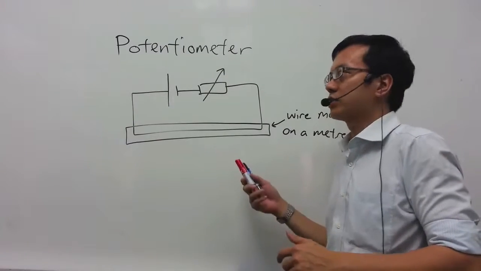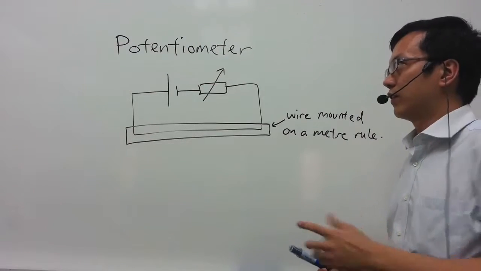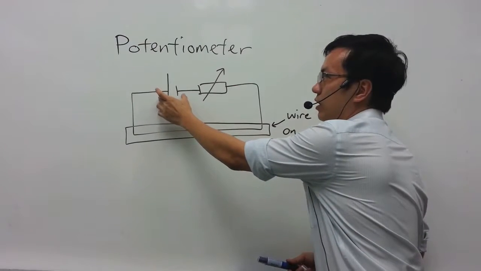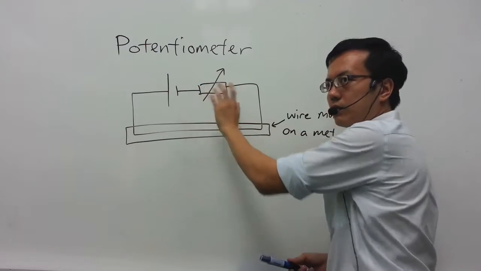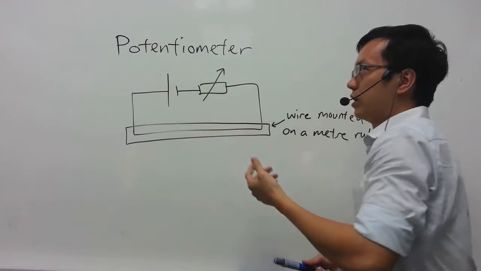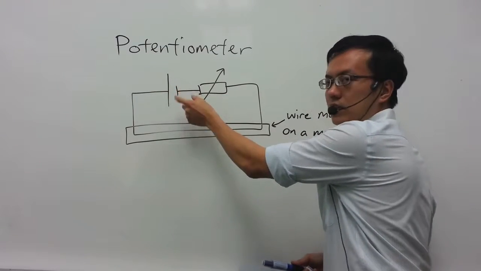A potentiometer is an electric circuit that's used to measure small amounts of EMF. What it consists of is a primary circuit such as this, which consists of a cell and a variable resistor. Sometimes this variable resistor may not exist. Sometimes, instead of a variable resistor, that could just be the internal resistance of the cell.